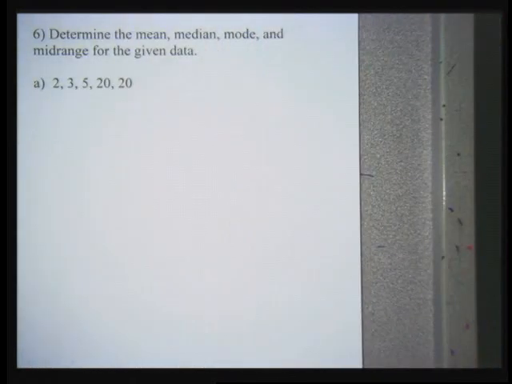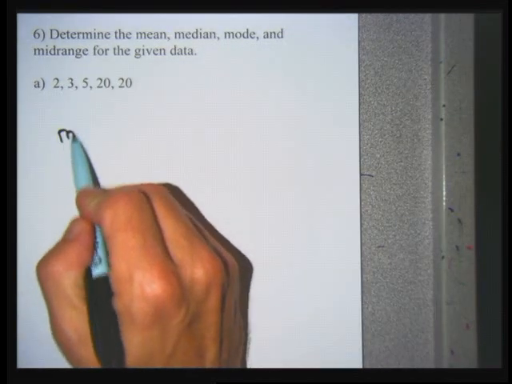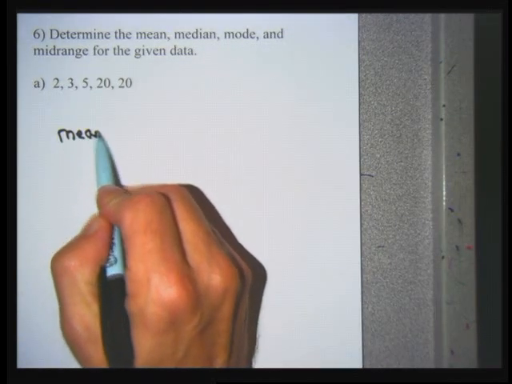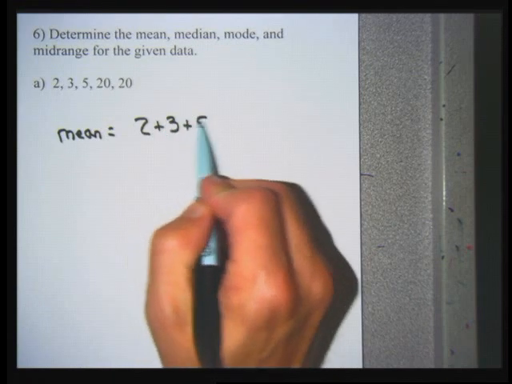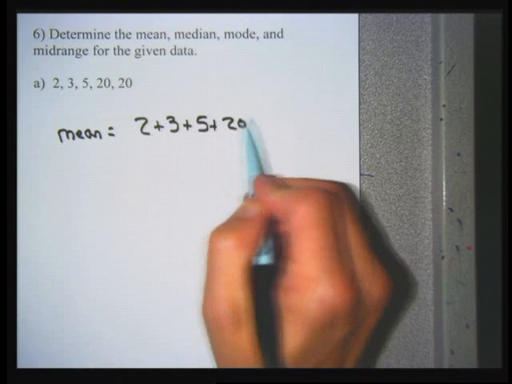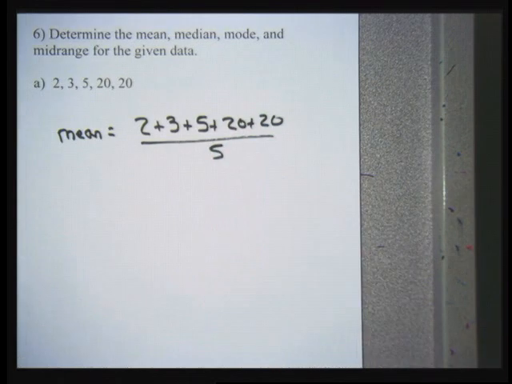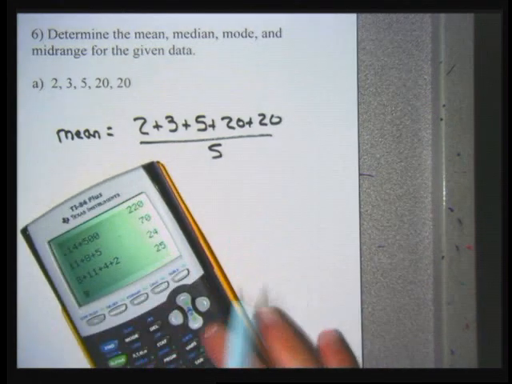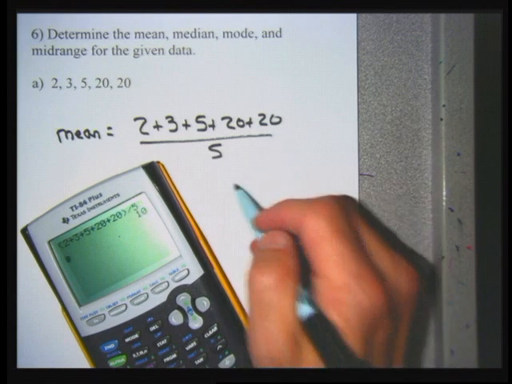Determine the mean, median, mode, and mid-range. Mean is you add them up and divide by 5 because there's 5 pieces of data here. So the mean is 2 plus 3 plus 5 plus 20 plus 20 over 5. If I want to do that on my calculator all in one keystroke, I need a parentheses for the numerator. So I'm going to go parentheses 2 plus 3 plus 5 plus 20 plus 20, close my parentheses, divided by 5, and I get the mean is 10.